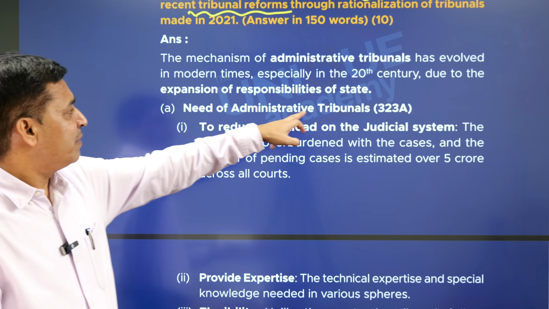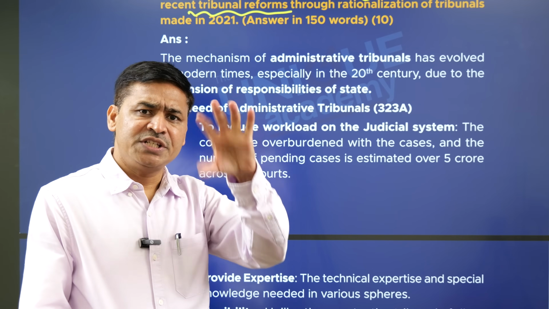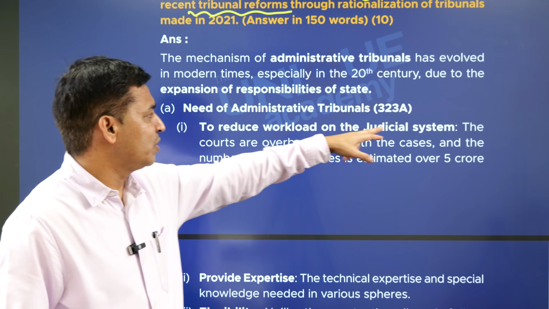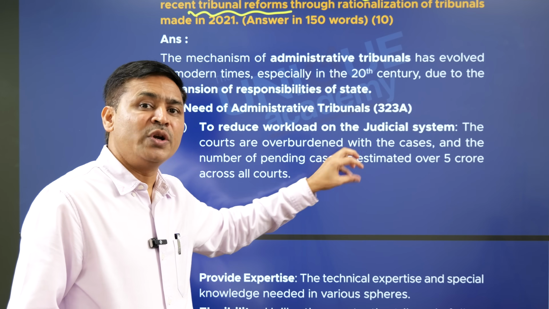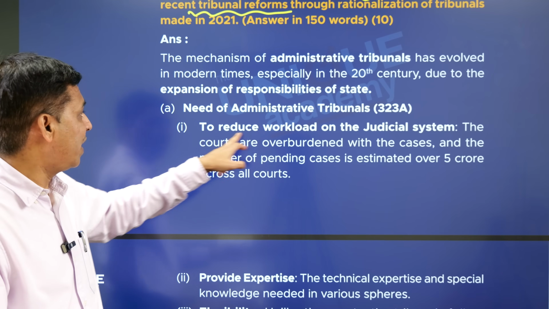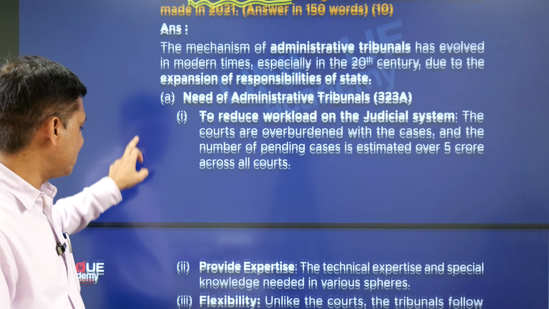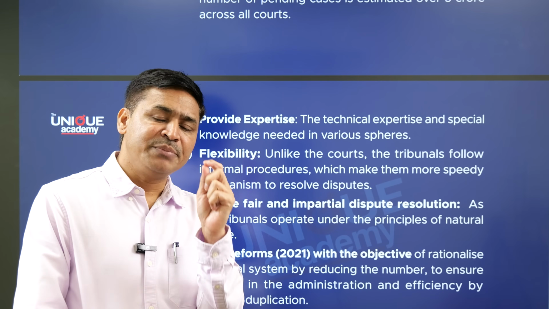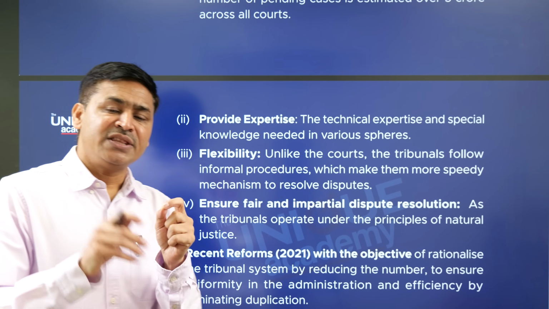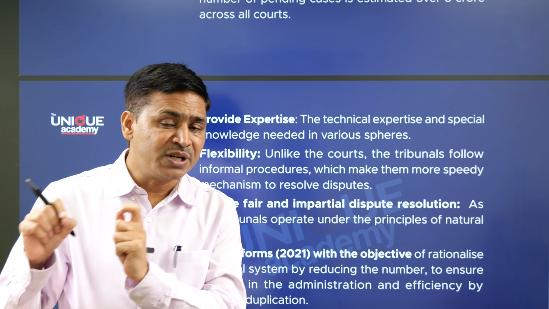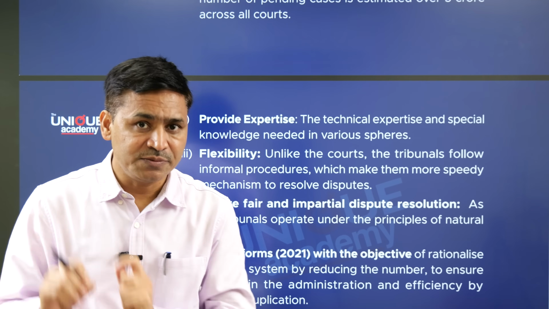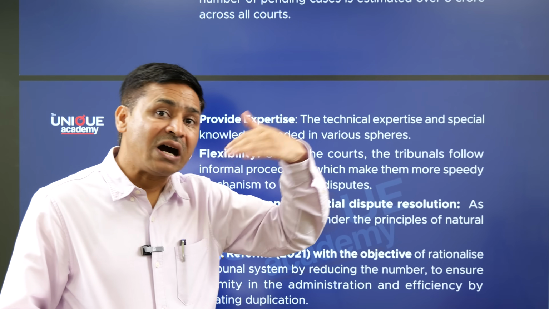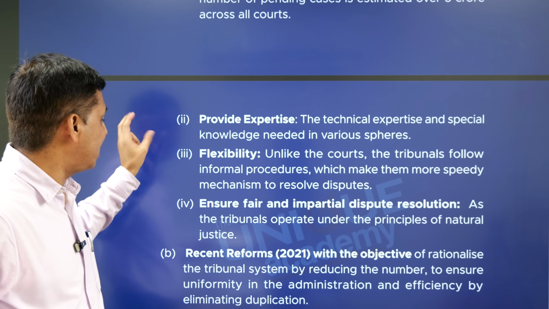Now, the need of the administrative tribunals, and we have done it very specifically, and that is what we are supposed to follow. To reduce the workload on the judicial system, I need not look into the explanation. You can explain that. So look at the titles. To reduce the workload of the judicial system, provide expertise. Now, if we are talking about administrative tribunals, then the sphere of administration is a different sphere from that of the judicial sphere. Okay, and we can point out, underscore such so many other specialized spheres like administration.